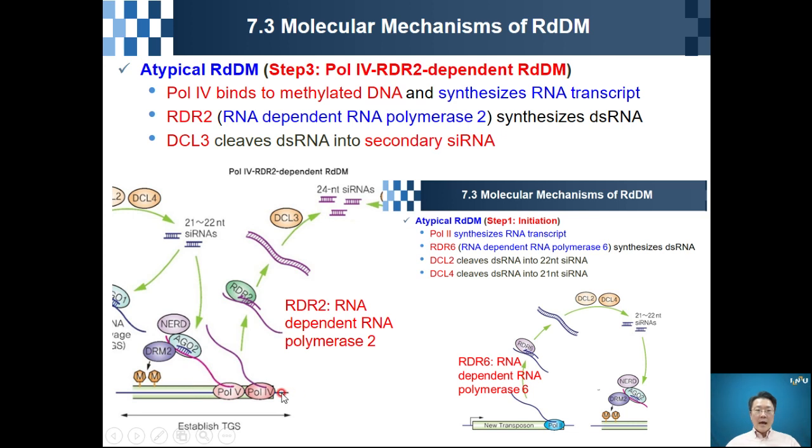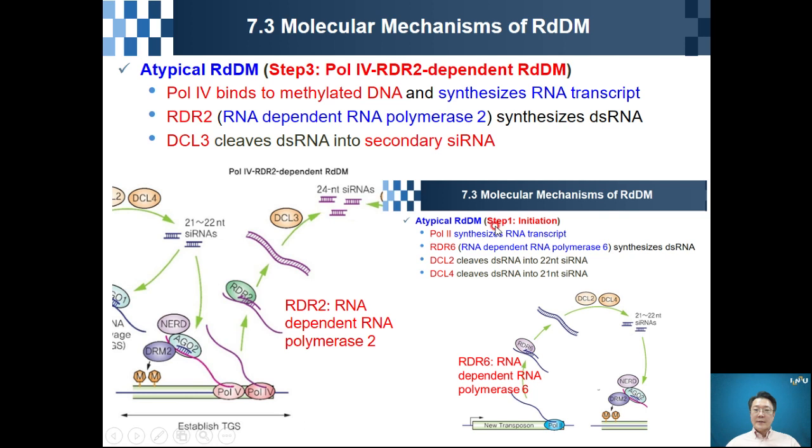However, RNA polymerase 4 can bind to the methylated DNA. RNA polymerase 2 cannot bind to the methylated DNA, but RNA polymerase 4 can bind to the methylated DNA and can synthesize the RNA transcript.